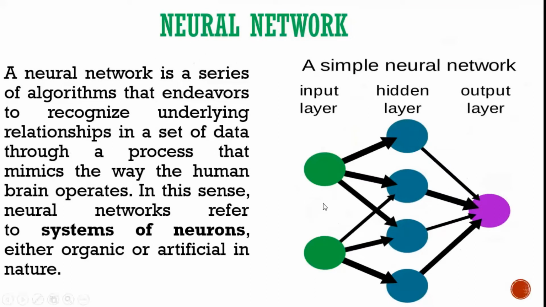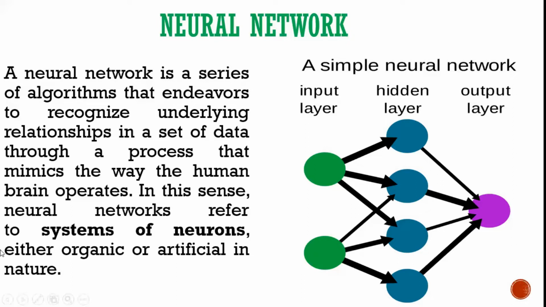A neural network: on the right side you can see an input layer, hidden layer, and output layer. This is a simple neural network. A neural network is a series of algorithms that endeavors to recognize underlying relationships in a set of data through a process that mimics the way the human brain operates. How does a neural network work? Similar to our human brain, a network is formed so that the machine also starts learning like a human.